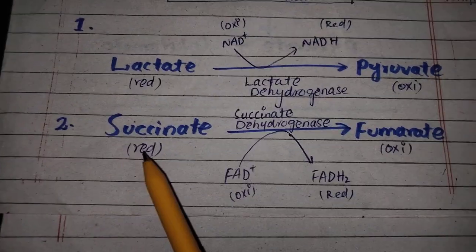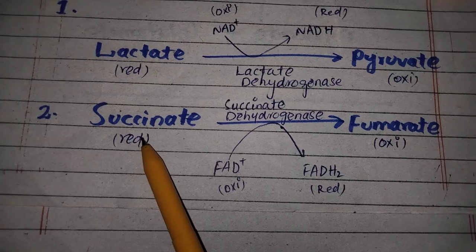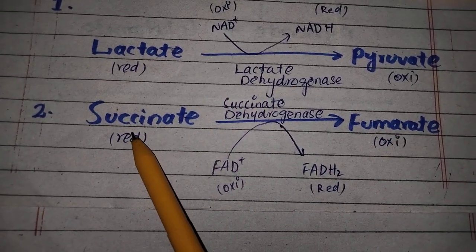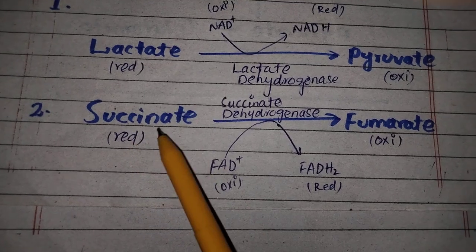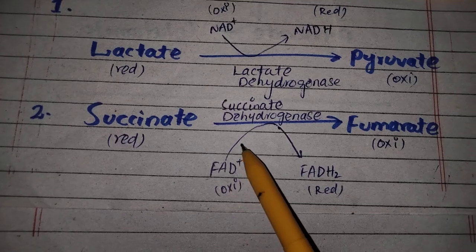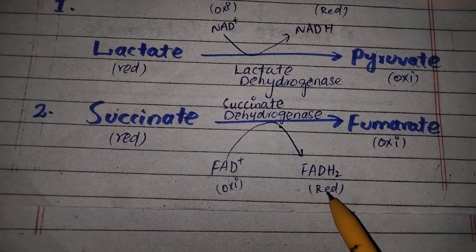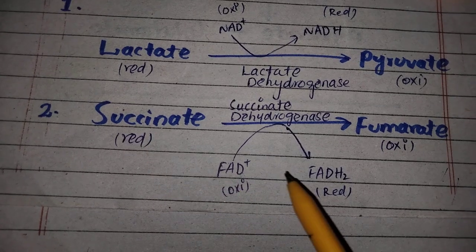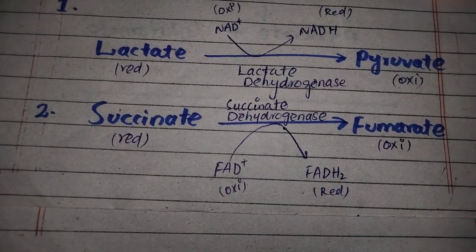Next example, that is succinate. Succinate is in reduced form. It is oxidized into fumarate, and the hydrogen lost due to oxidation was accepted by FAD plus and has been converted into FADH2. It means there is oxidation of succinate and reduction of FAD plus.